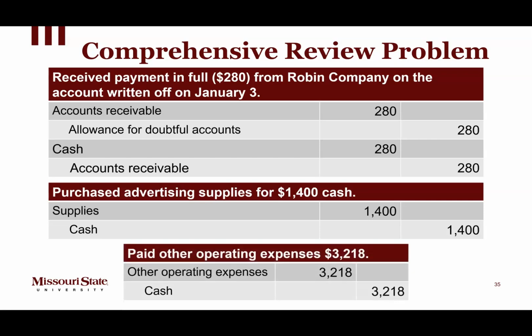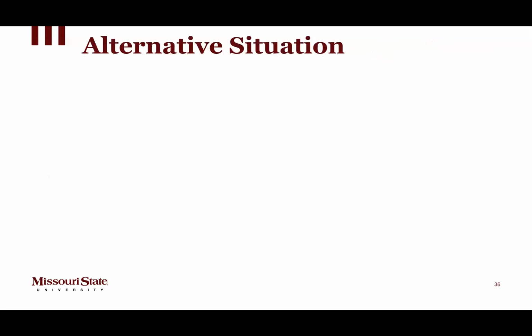And then we paid some other operating expenses in the amount of $3,218. So we're going to debit our other operating expense account for $3,218. And we're going to credit cash for that same amount to decrease it by that amount. Why? Because it says paid. When we see the word paid, we know it's talking about cash.